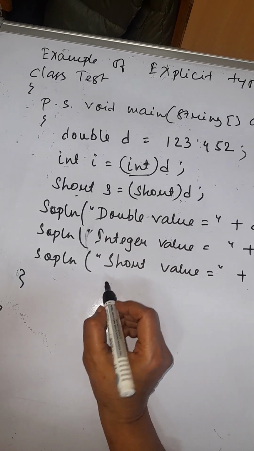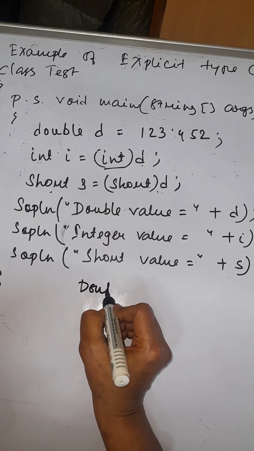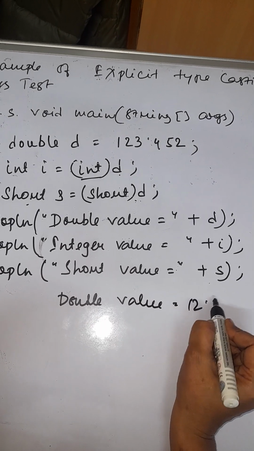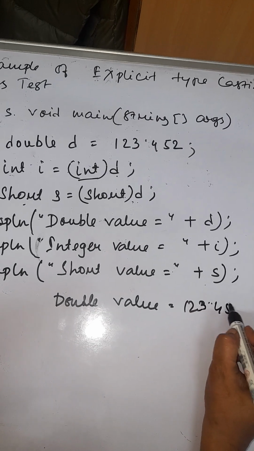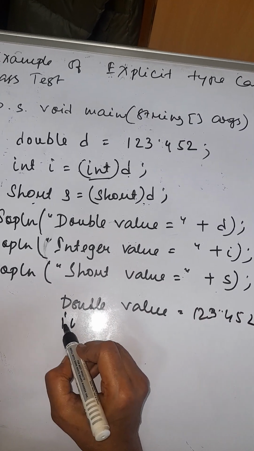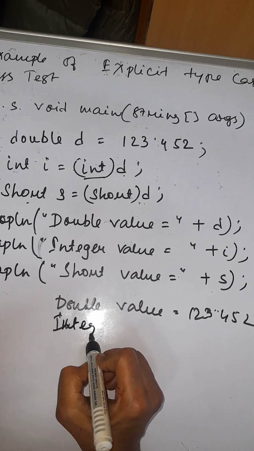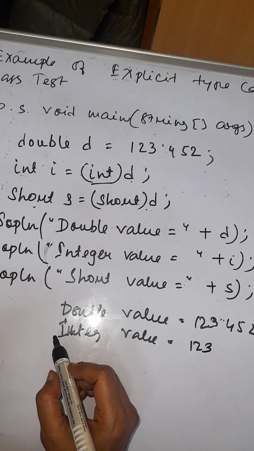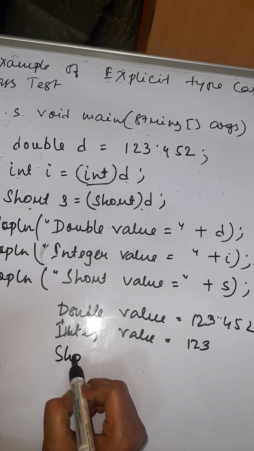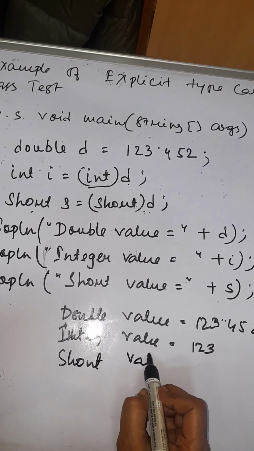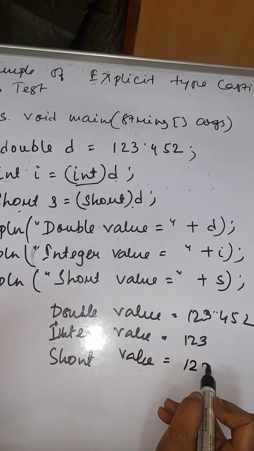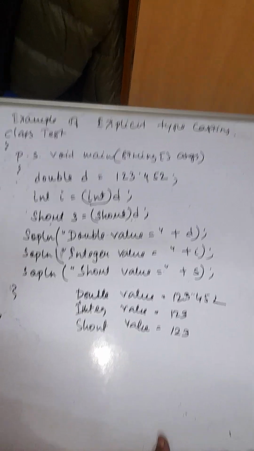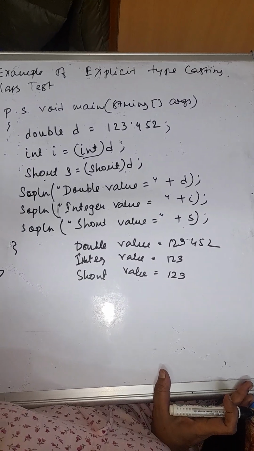So what will be the output? The double value output is 123.452. In the case of the integer value, the output will be only 123; .452 will not be printed. And for the short value, when we convert it into short, this will also print 123. Clear? So this is an example of explicit typecasting.